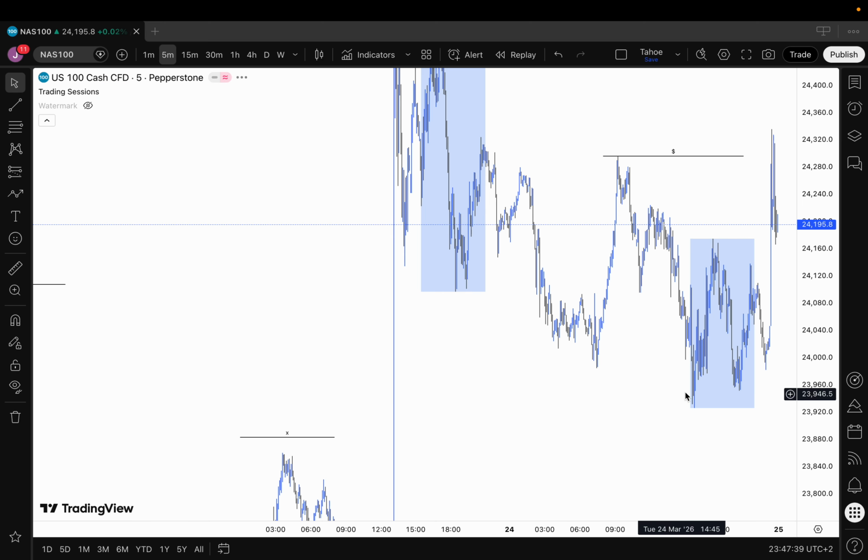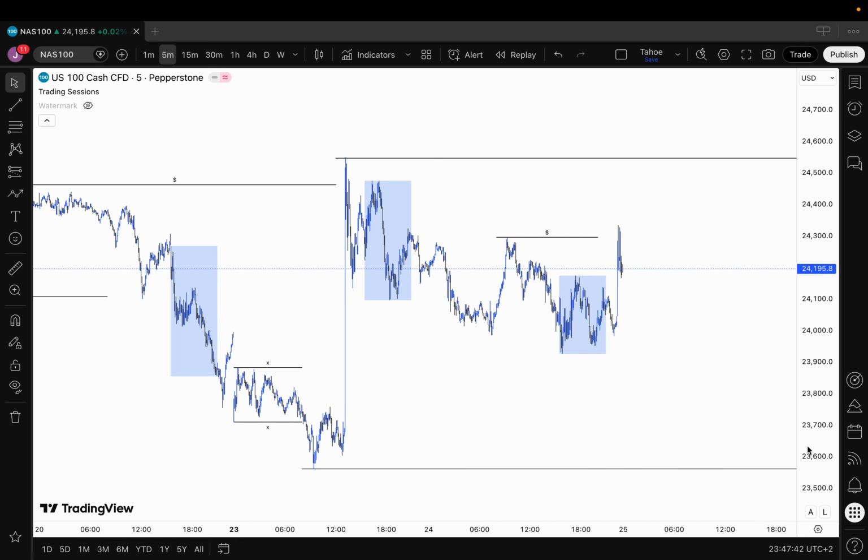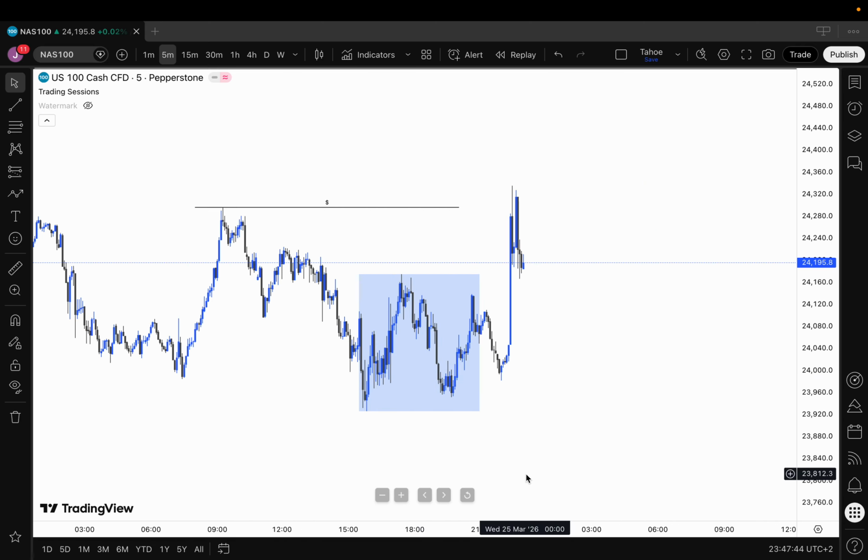Okay, so that's first thing. I'm not gonna be holding a trade after this blue. I'm not gonna be entering before the blue.